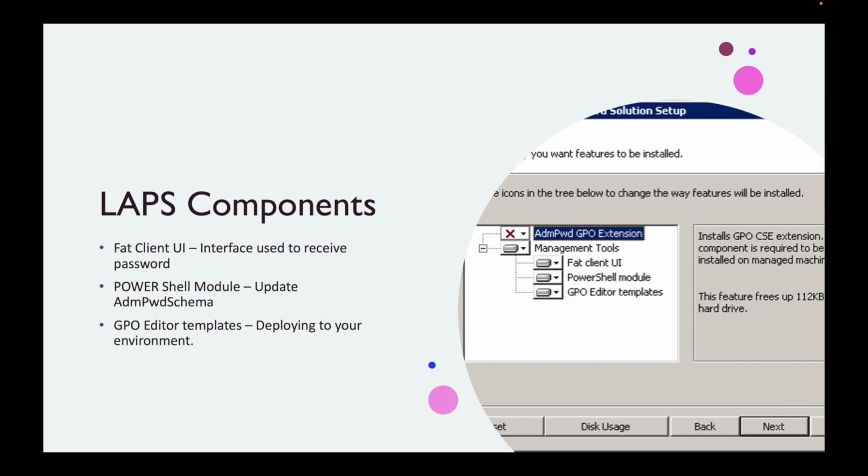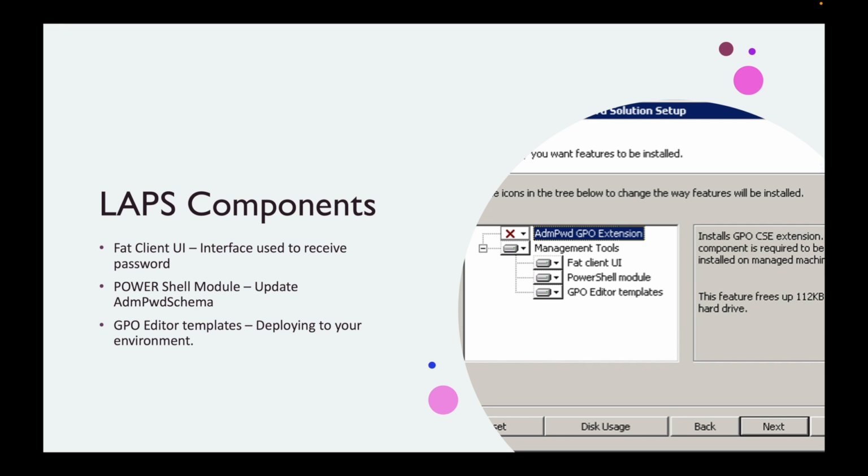So let's talk a little bit about LAPS components. LAPS consists of a fat client UI, a PowerShell module, and GPO editor templates. The fat client UI is what's going to be installed on the domain controller, but you would also have that fat client UI on, let's just say, your help desk or service desk machines. That's going to help them receive those passwords. They'll put in the computer name and then they'll be able to get the password for that specific machine, the local password.